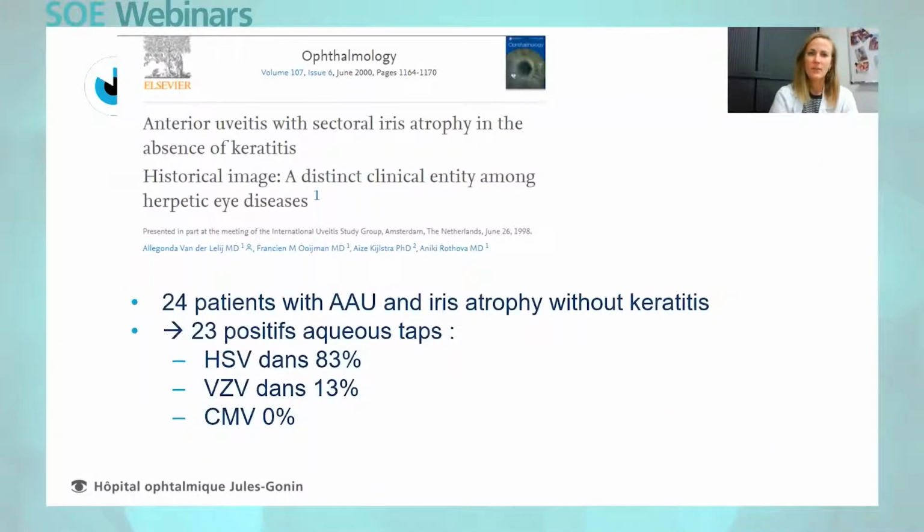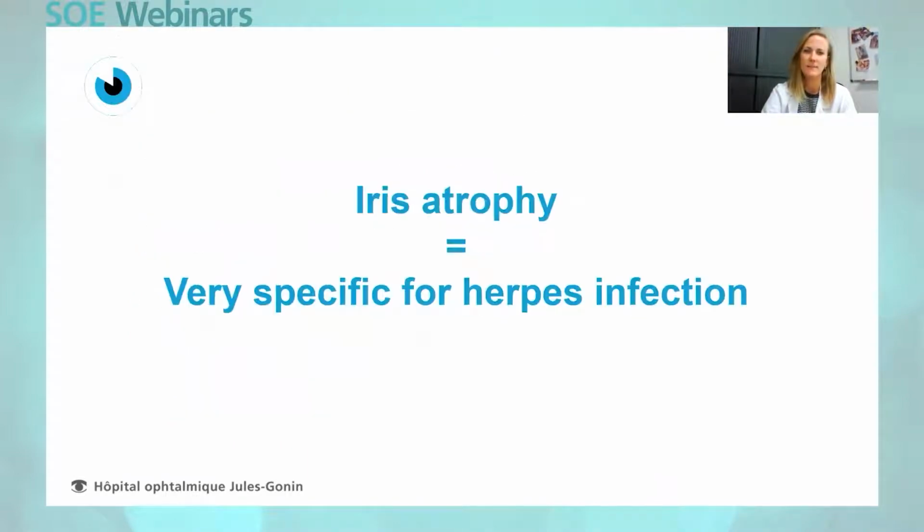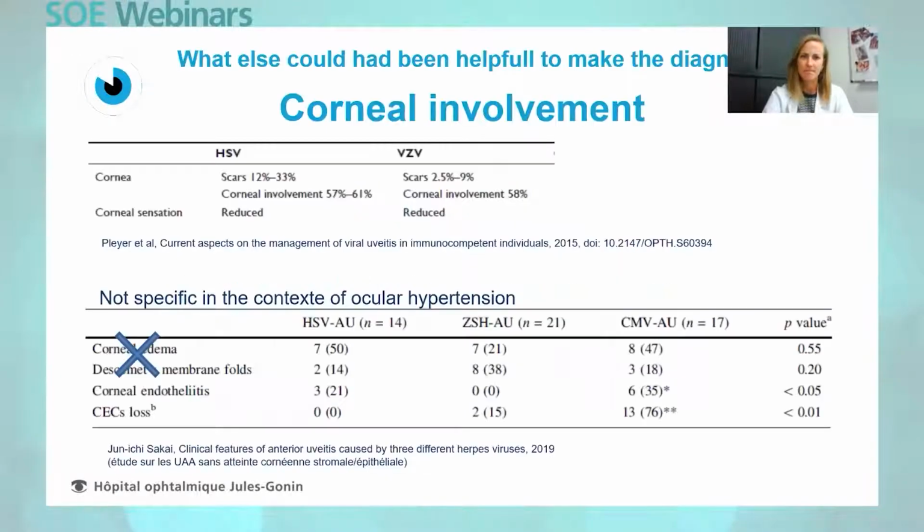And it's so important because if you have an iris atrophy, it almost confirms the etiology of the uveitis. In this series, 24 patients had it, and the taps were positive in 23 of the cases for HSV and VZV. So iris atrophy is very specific for herpes infection.